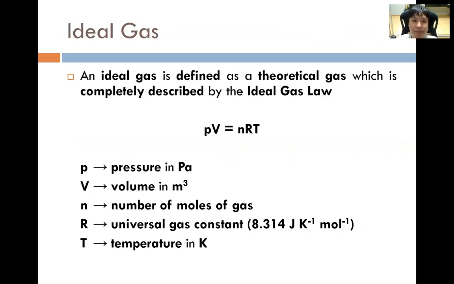Okay, so now we are ready to discuss the ideal gas equation. The ideal gas is defined as a theoretical gas that is completely described by the ideal gas law. And the ideal gas law is given by PV equals nRT. Take the pressure of the gas in Pascal and the volume of the gas in meter cubed, take the product of it, and it will equal the number of moles of the particles multiplied by the molar gas constant, which is basically 8.314, just a constant number, and the temperature.